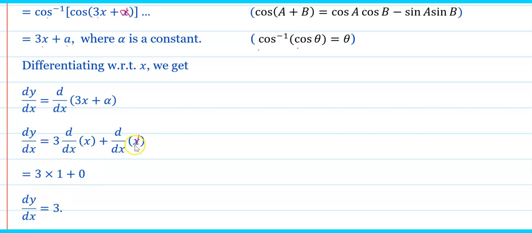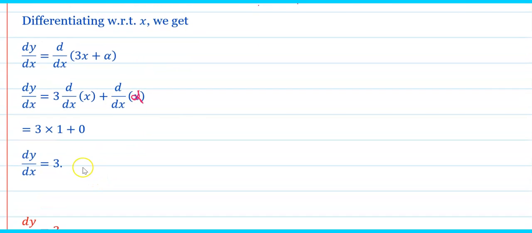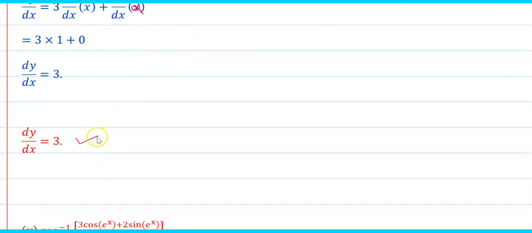Derivative of alpha, here is alpha. Derivative of alpha is 0, which is a constant. And hence dy by dx is equal to 3.